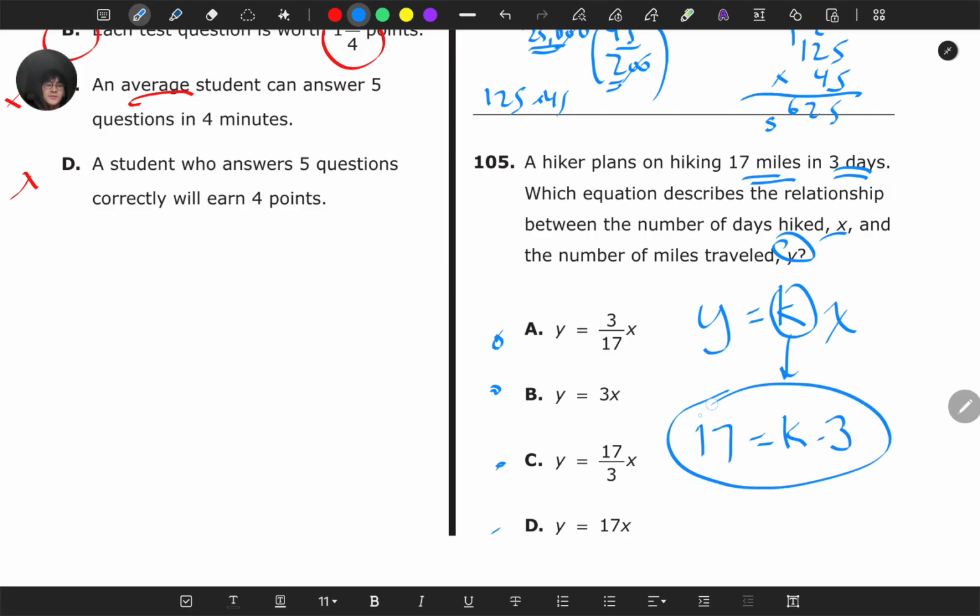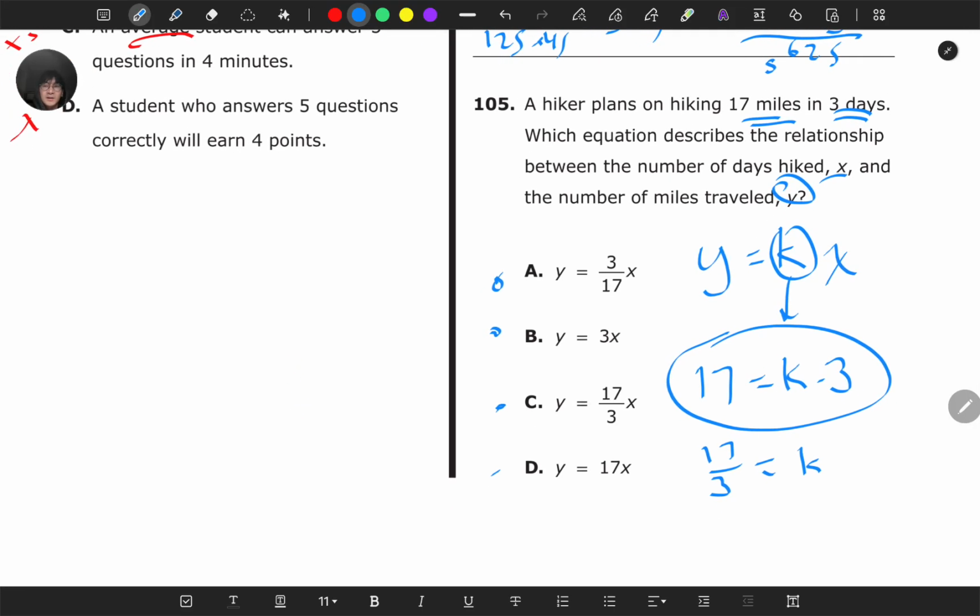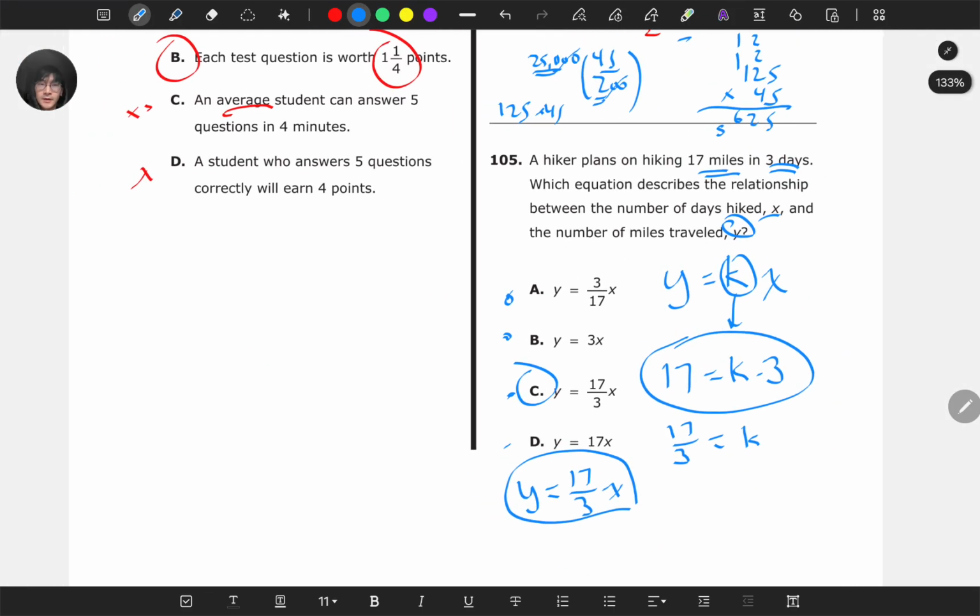So now if I try to solve this for k, we just divide both sides by 3 and we get that k is equal to 17 over 3. So what does that mean? So assuming that this hiker follows this proportional relationship, then that means that the equation y is equal to 17 over 3 times x should be the equation, which is choice C. All right, next.